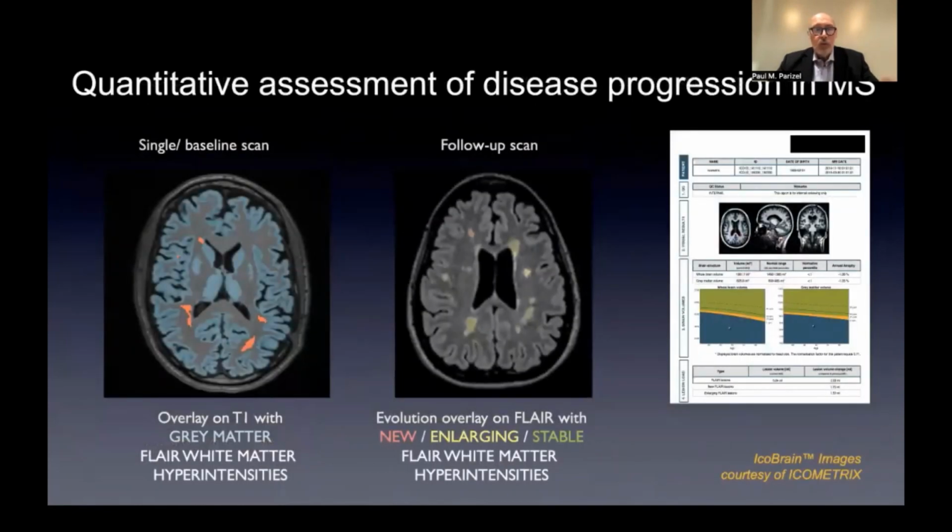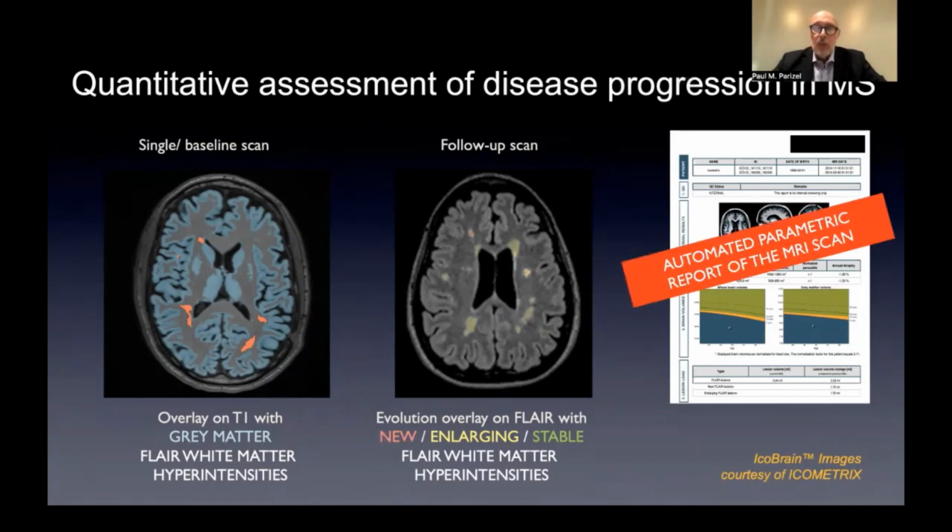Now, the neurologist who is referring that patient is not interested in getting a report saying that there are multiple white matter lesions. They know that. That's why they send the patient. What they want to know is whether there are new, enlarging, or stable lesions, and they would like to see that in a parametric report of the MRI scan.